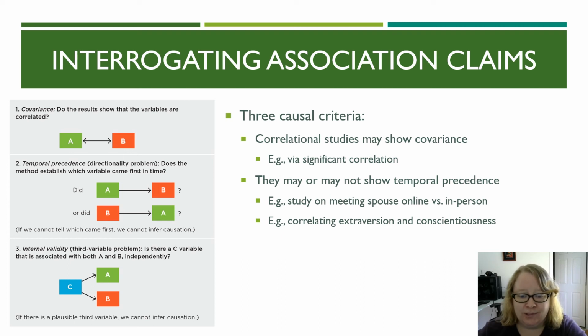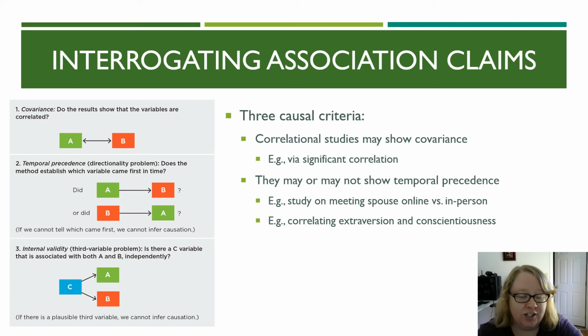There's a couple of examples that we could talk about here, right? There's a study that was in your textbook on meeting your spouse online versus in person. Even though it's a correlational design, that actually does show temporal precedence. Because what it did is it asked people, did you meet your spouse online or in person? And then how satisfied are you in a relationship? That actually does show temporal precedence because you have to meet your spouse before you can be in a relationship to be happy or not, right? So meeting your spouse does come before relationship satisfaction, so that does show temporal precedence.